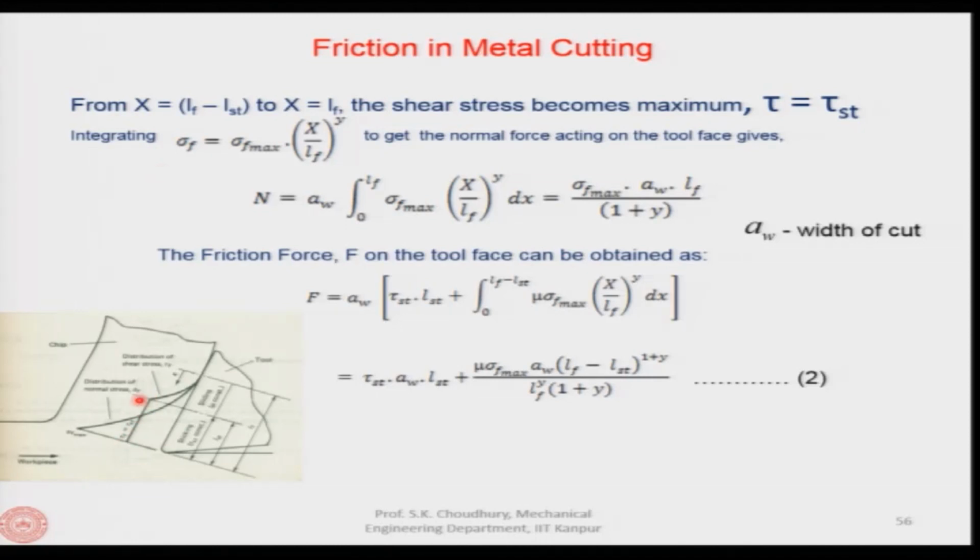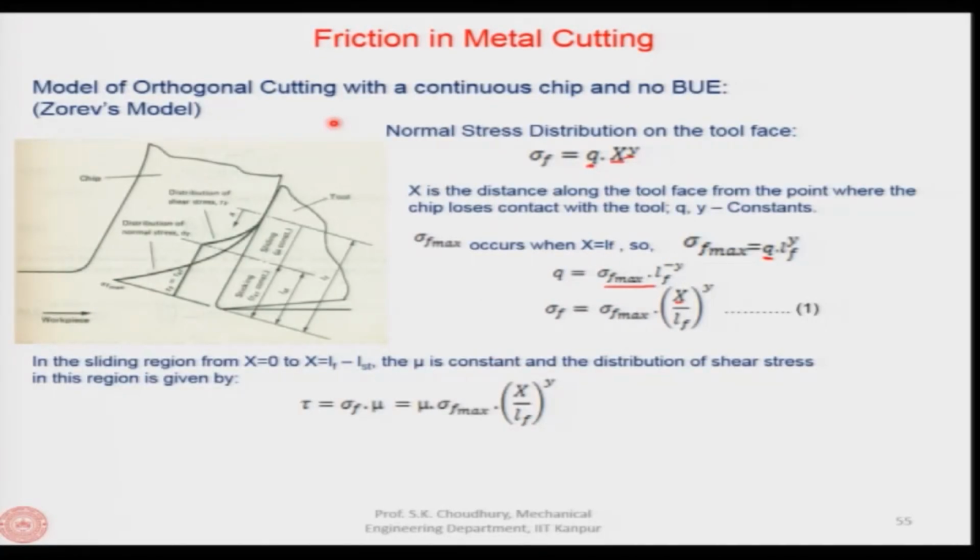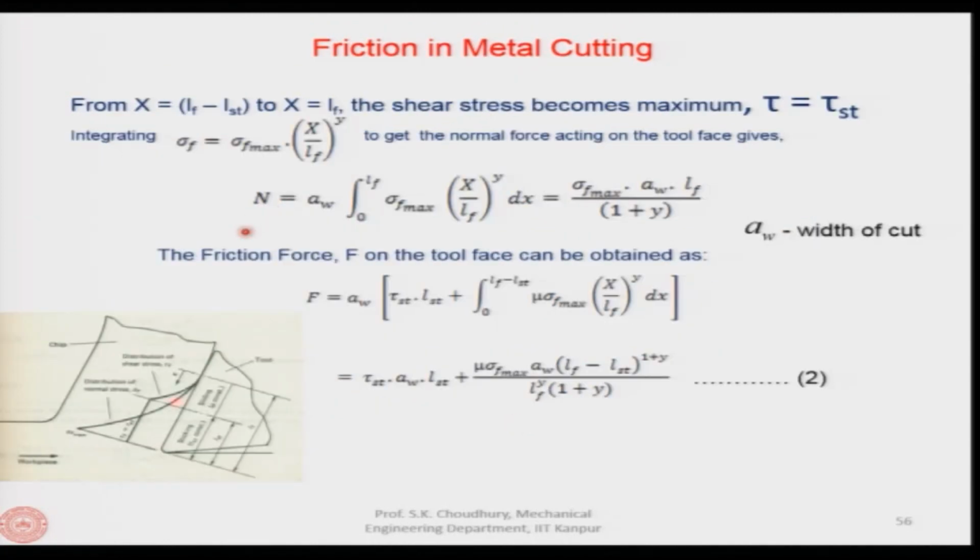So, this shear stress tau is equal to tau ST, let us say this is the maximum shear stress here, all right. Now, if we integrate, sigma f is equal to sigma f maximum x by LF to the power y, which we have seen here, which is this equation. So, if we integrate, then we can get the normal force, because this is the area, and the normal force will be width of cut A w, and we are integrating from 0 to LF. Okay, 0 is x here and x equal to LF here. So, we are getting the area under this curve.